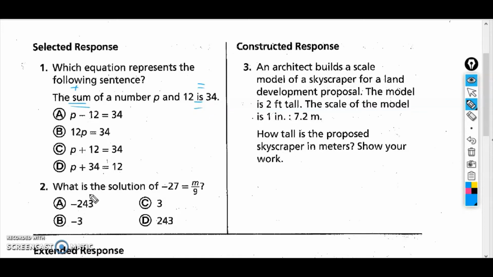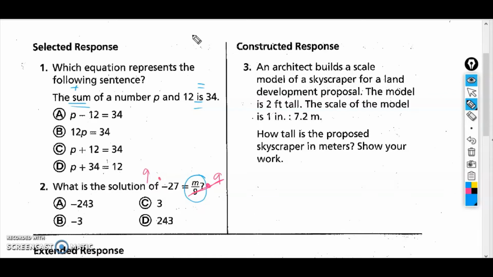Number 2, what is the solution of negative 27 equals m over 9? Let's see. This is the same thing as m divided by 9. So if I was doing inverse operations to get rid of divide by 9, I would need to multiply by 9, or 9 over 1, and these would cancel out. If I do it to one side, I need to do it to the other. So 9 times negative 27 would give me the value of m.